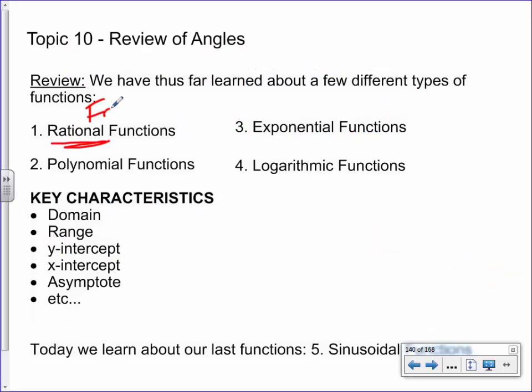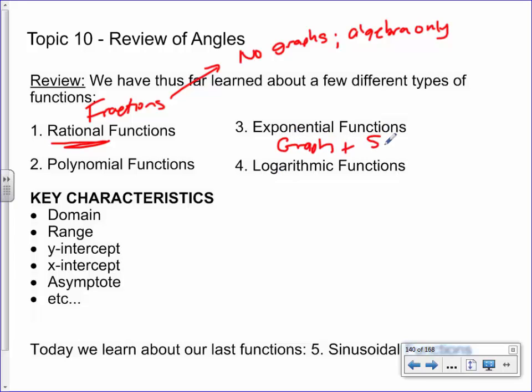Rationals are fractions. Okay, these ones we do not graph. No graphs on this one. This one's algebra only. And so that was our first unit. Polynomials, exponential, and logarithmic are what we worked on for the last little while. And you have to be able to graph and solve all of these guys right here.